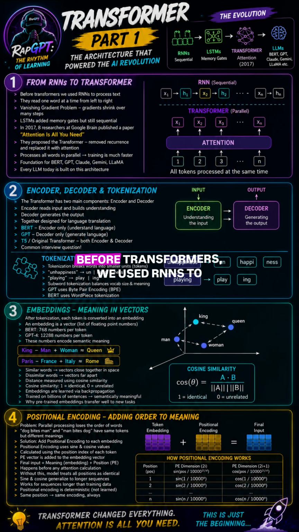Before transformers, we used RNNs to process text. They read one word at a time from left to right. By the time the model reached the end of a sentence, it had already forgotten what was at the start. This is called the vanishing gradient problem. Gradients shrink as they travel backward through many steps.